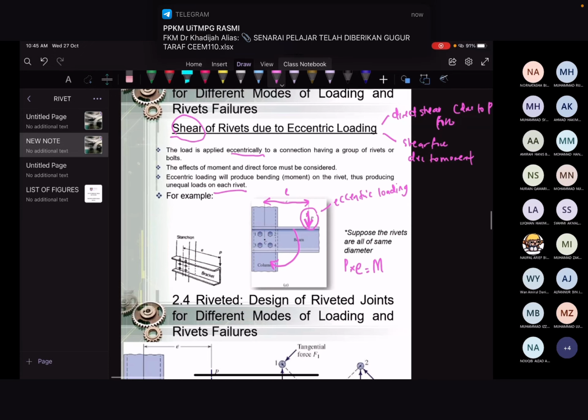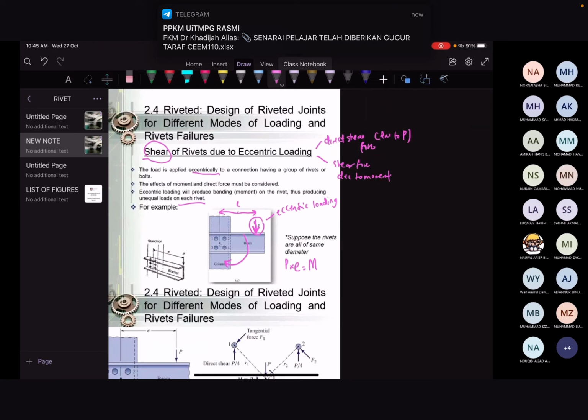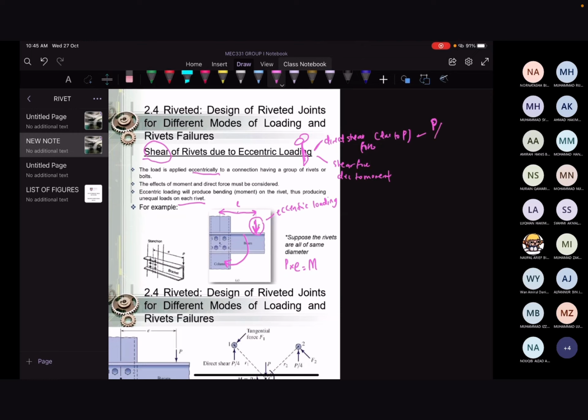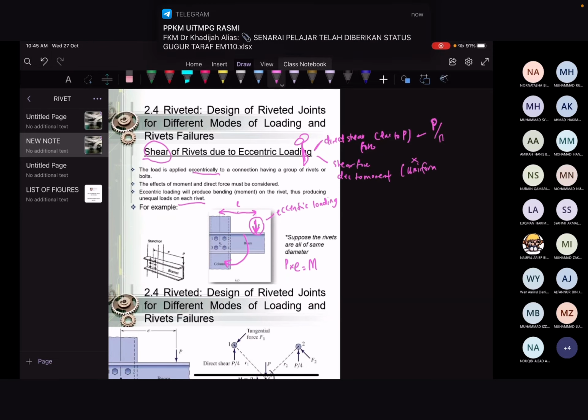Because there are two, the forces on the rivet will be two: direct shear force due to P. This one will always be the same. For all of the rivets, it will be uniformly distributed. So the force P will be equally distributed among the number of rivets. But the shear force due to moment is not uniform. It is not uniform for all rivets.